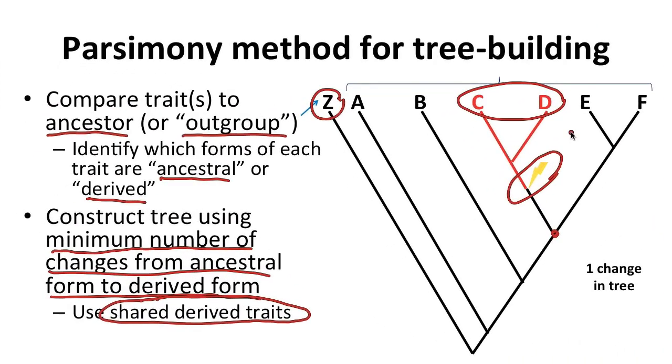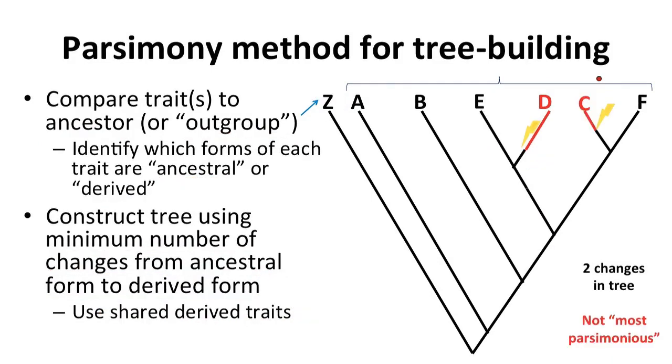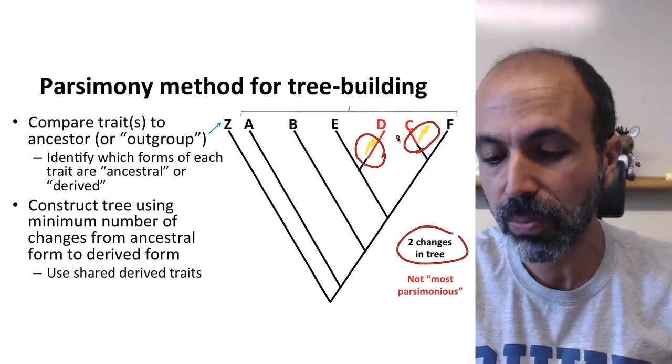Well, let's take a look at what that trait would have to look like. Well, there it is. Now C is most closely related to F, D is more closely related to E. I just changed the tree around. This, in contrast to the preceding one, requires two changes, right? We have to have a mutation from the ancestral form of black to red in the lineage leading to C, and a mutation from black to red in the lineage leading to D. This requires two mutations now.